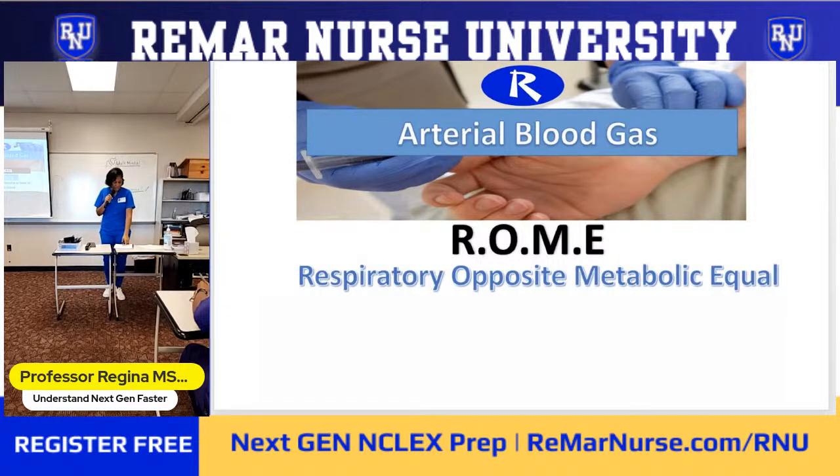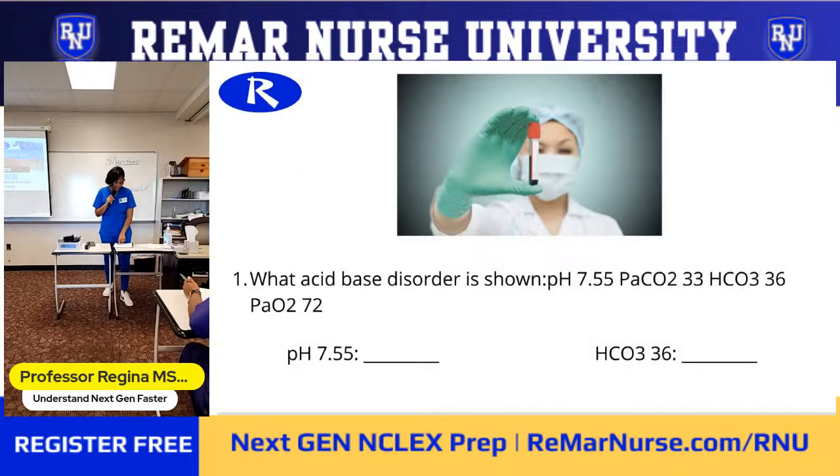How should the nurse interpret this blood gas? pH 7.55, PaCO2 33, bicarb, or HCO3, is 36, PaO2 72. What two values do we care about? The pH, circle it, and the bicarb, right?